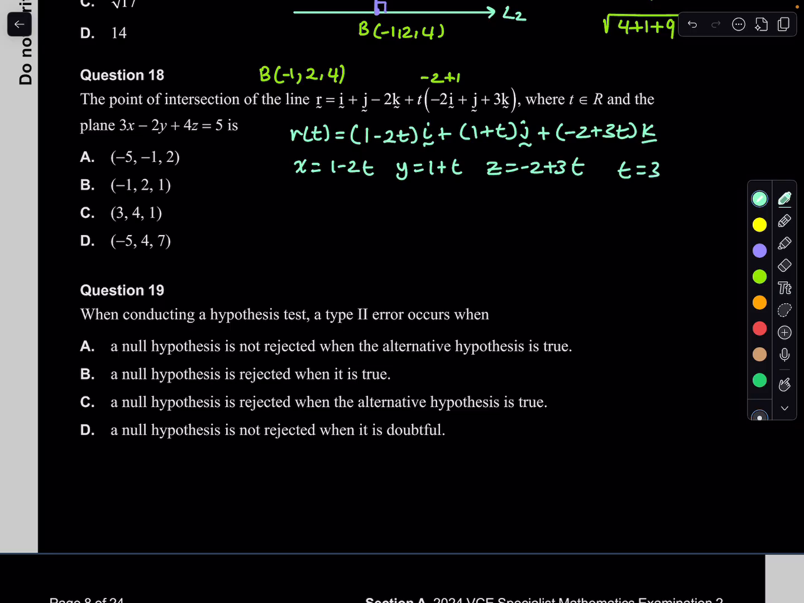For example, x will be, if I sub in 3, 1 minus 2 times 3, negative 5. Which one has negative 5? It's not that one. And what about the y value? If I sub in 3, it'll be 4. It looks like D is the only answer there. So 18 is D. Not bad. Love that question.